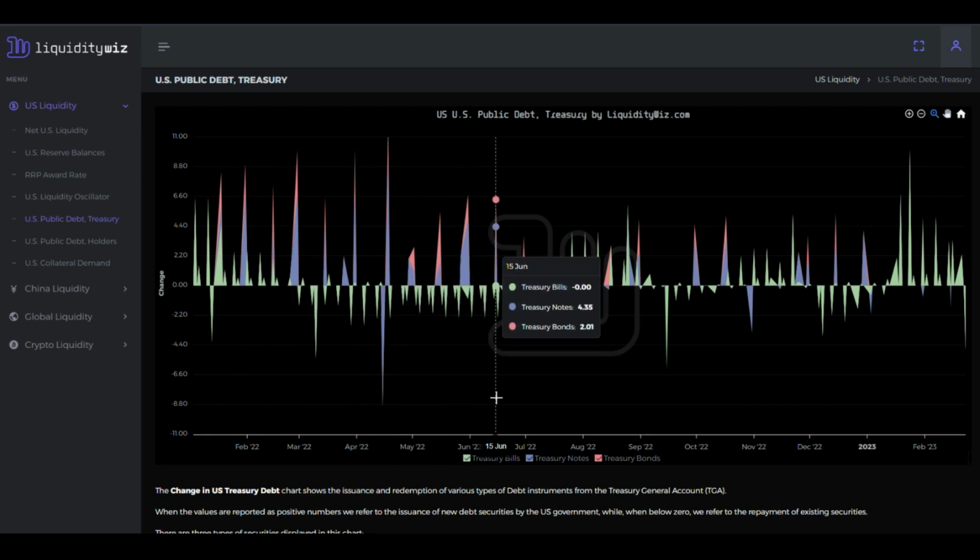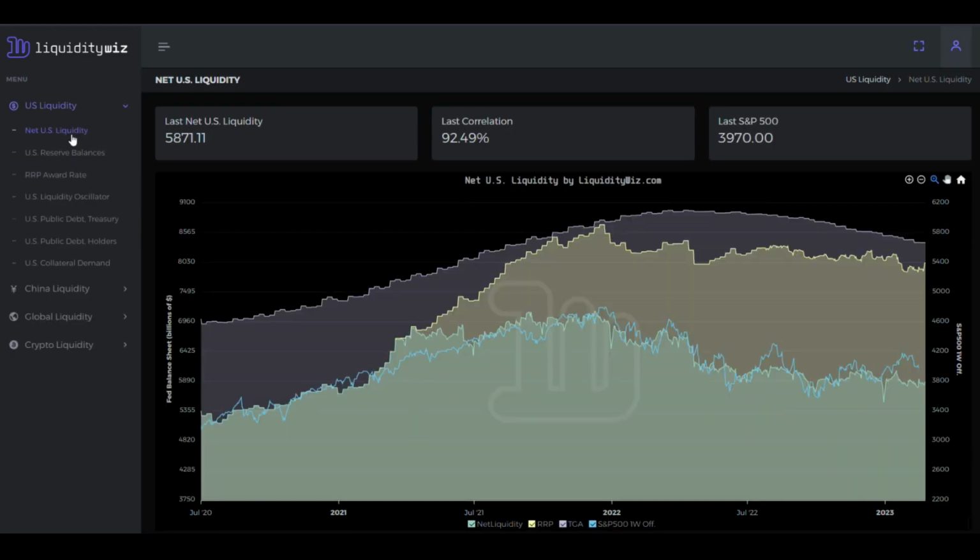Let's quickly take a look at the net US liquidity chart to see how it translated into the underlying US liquidity conditions and into the S&P price. January through April, May and June. As you can see, a significant drawdown in both liquidity and asset valuations.